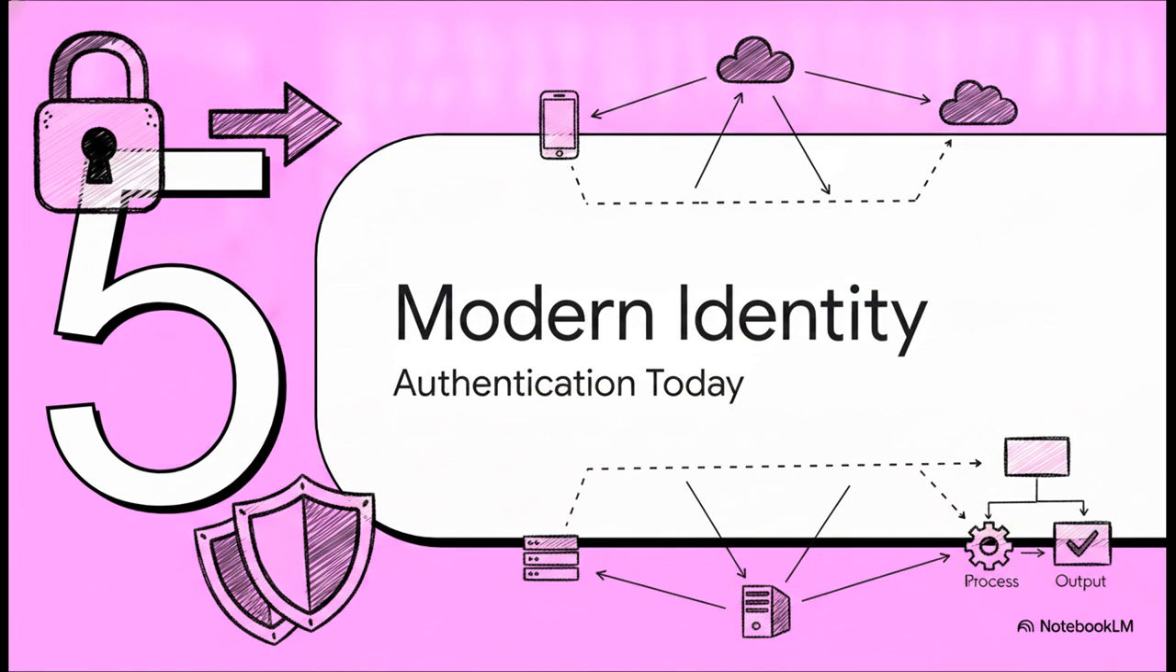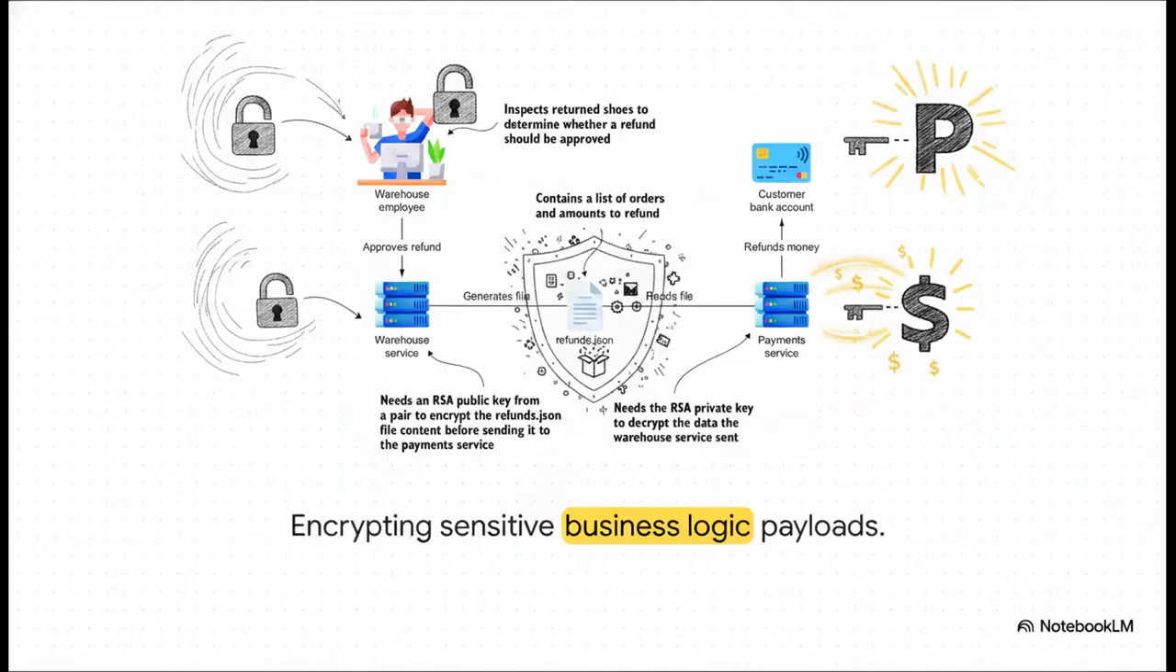And that takes us to our final section, Part 5, Modern Identity and Authentication. Let's see how this all builds into the applications you develop and interact with every day. In a real-world scenario, like microservices processing refunds, configuring a 2048-bit or higher RSA key ensures you are adhering strictly to zero-trust principles. Let's say a warehouse employee approves a refund. The warehouse service takes the JSON file containing those refund details and encrypts it using the payment service's public key.